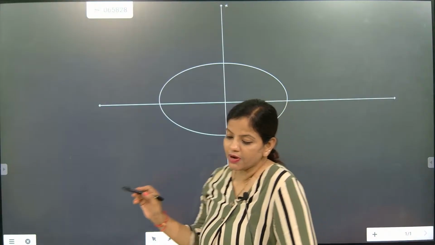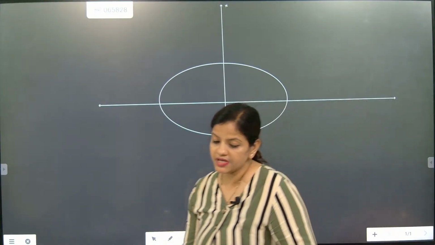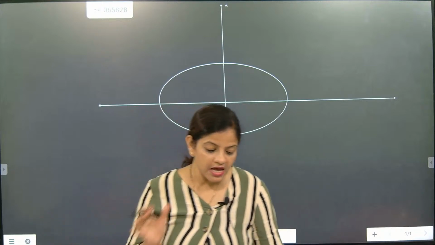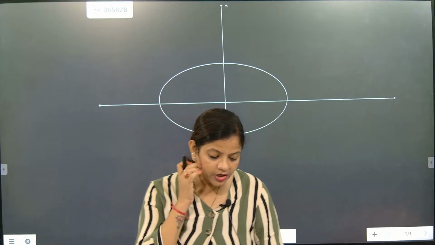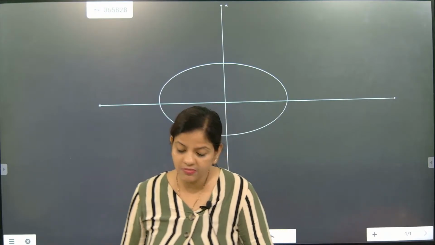So when the major part of the ellipse is resting on the x-axis, this part will become the major axis, the semi-major axis. And the one which cuts the minor part, this y-axis, will become the semi-minor axis.